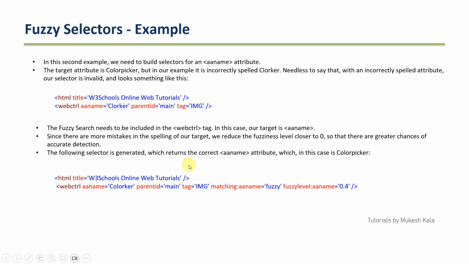So this is how you play with this number, and this is just a second example. But the thing which you need to remember is this guy, right? Matching colon fuzzy, fuzzy level. This is the syntax. Okay, and you have to put the attribute which is your trouble causing attribute. So that was about the fuzzy selectors.